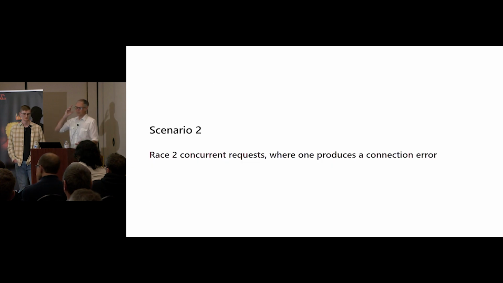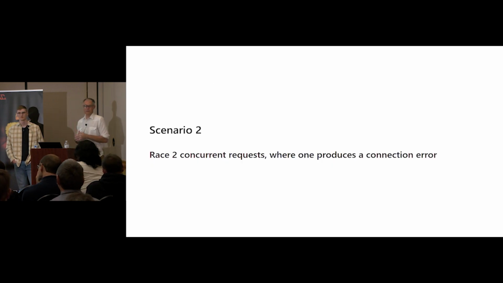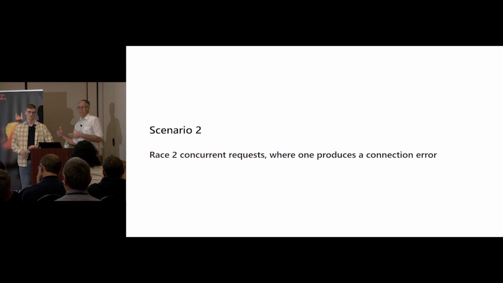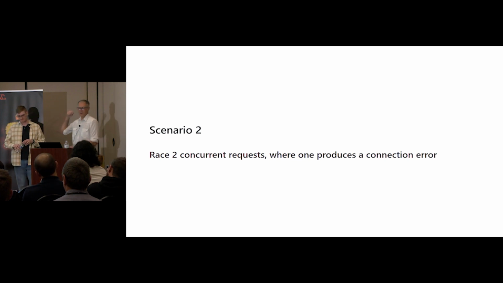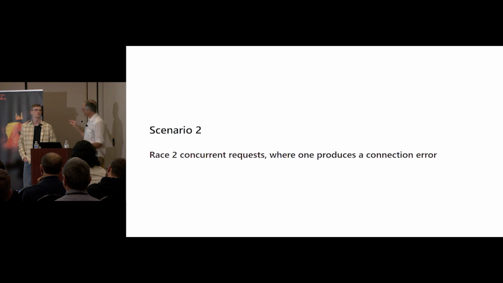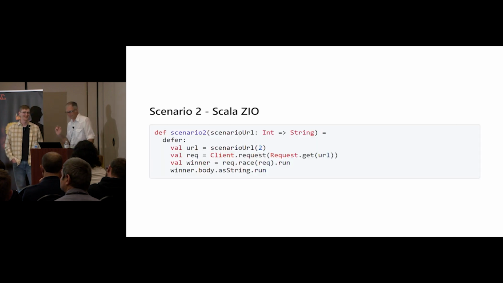Okay, scenario 2. So with scenario 2, what we're going to do is very similar to 1, except for one of those connections that we make is going to just get closed by the server. And so this is trying to verify that when that connection gets closed by the server, what does that do to the race? Does the race fail? Does the race consider that a winner, with the winner being an error? And so that was the point of scenario 2, is just to try to suss out how does it handle failures? And fun thing, we'll talk about it when we get to the Kyo one.